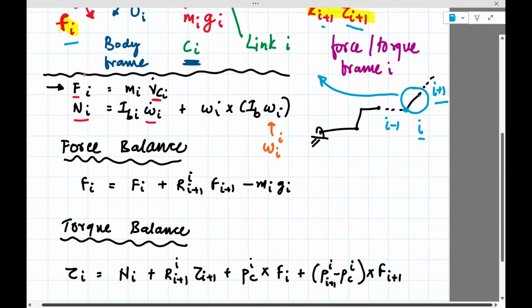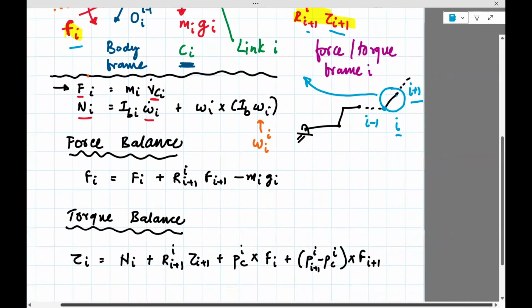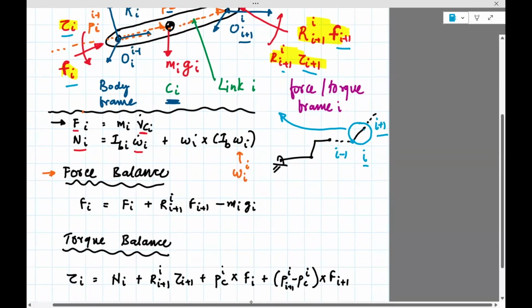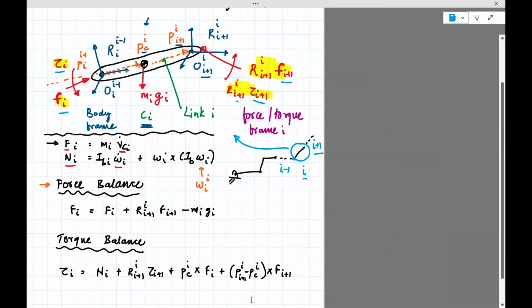Okay, so that just helps us keep the equations slightly more concise, those two uppercase Fi, uppercase Ni. Now, what we need to do is a force balance. This basically comes from Newton's laws, F equals ma. So we do the force balance for link i. The link is shown there. So the force balance, here you can see, lowercase f again, uppercase F, and then mg.